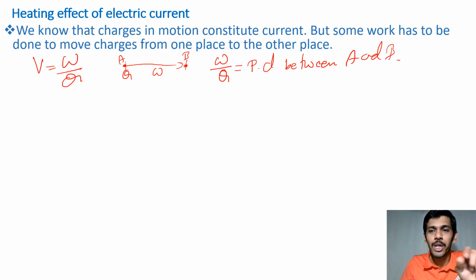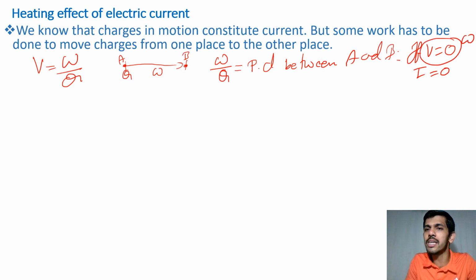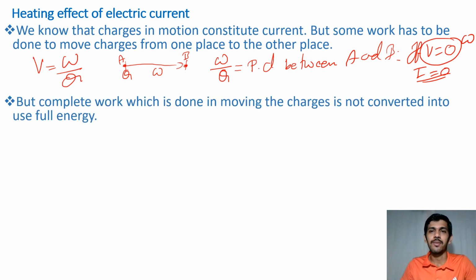That means in order to move some charges from one place to the other, there should be some difference in the potential, which is nothing but some voltage. If the voltage is zero, do the charges move? No. So if the voltage is zero, current is also zero. That means if V is zero, then I is also equal to zero. That means V is nothing but the work done. So if there is no work done on the charge, the current through the circuit is also equal to 0. But what happens to the work that we have done on any charge?